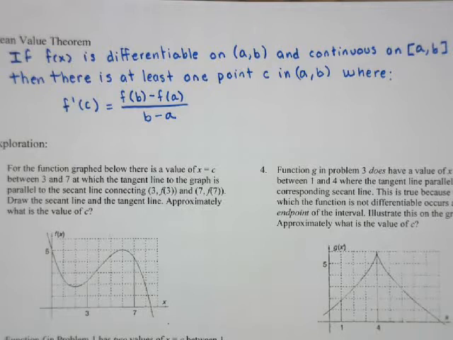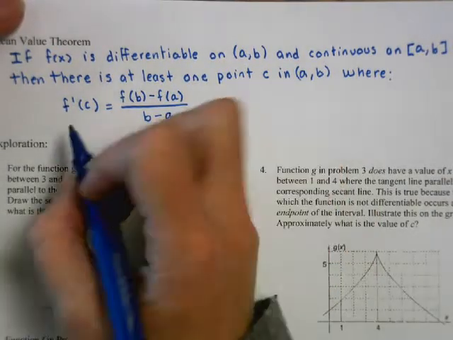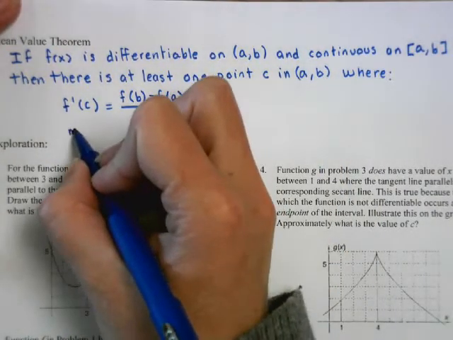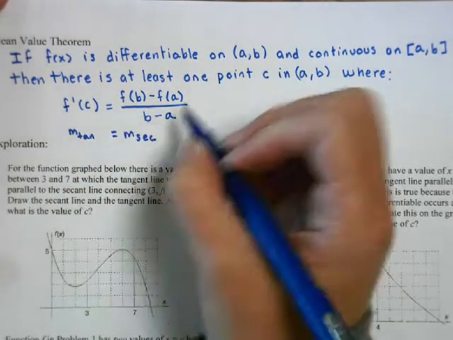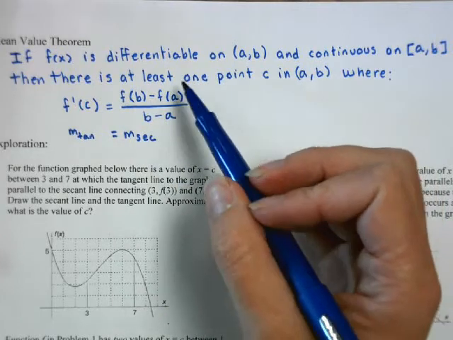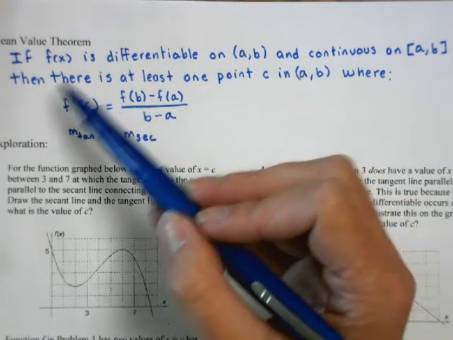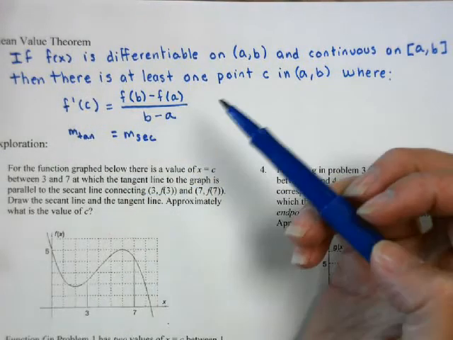So the mean value theorem states, if f of x is differentiable on the open interval (a, b) and continuous on the closed interval [a, b], then there is at least one point c in the open interval (a, b) where f prime of c is equal to f of b minus f of a over b minus a. So what this is saying is that the slope of a tangent line is going to equal the slope of the secant line. So this is the slope between points A and B. This is some point in the middle, the slope of that point.